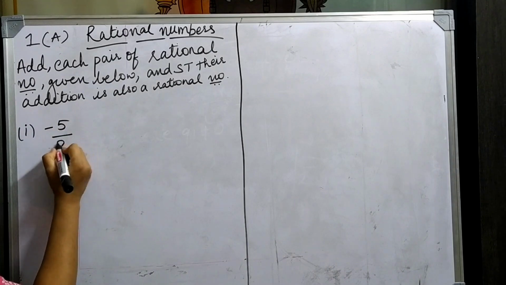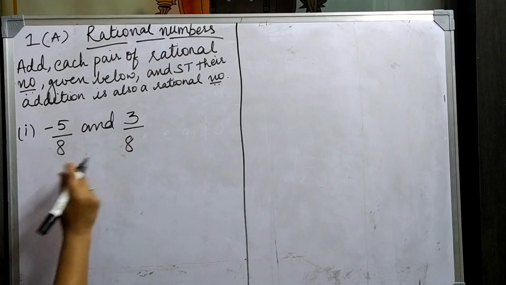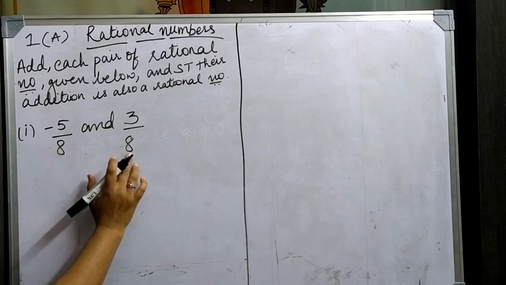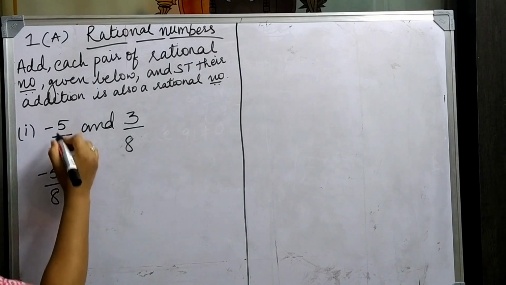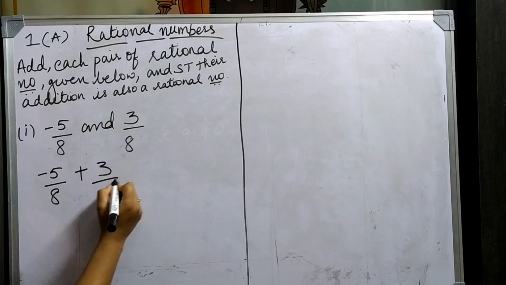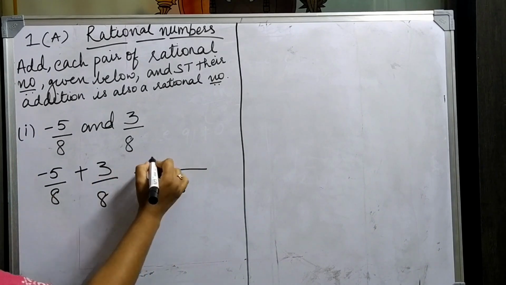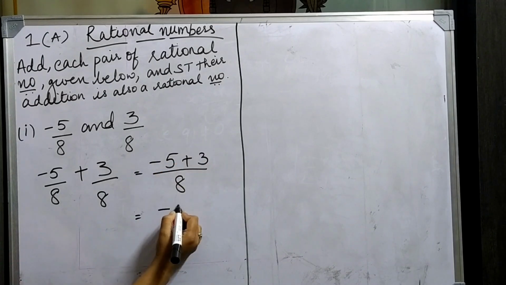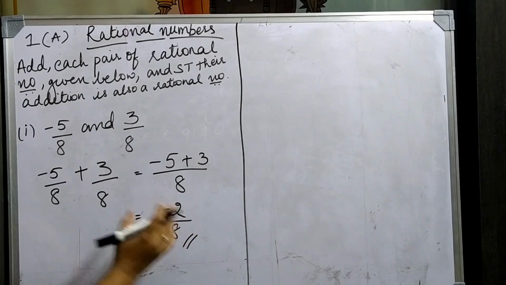Minus 5 by 8 and 3 by 8. So here the denominators are same. So there is no need to take the LCM of these two numbers. Therefore we can do it directly. These are called like fractions. Minus 5 by 8 plus 3 by 8. Both of them have the same denominator. Therefore, it is 8 in the denominator, minus 5 plus 3 will give you minus 2 divided by 8, which is also a rational number.